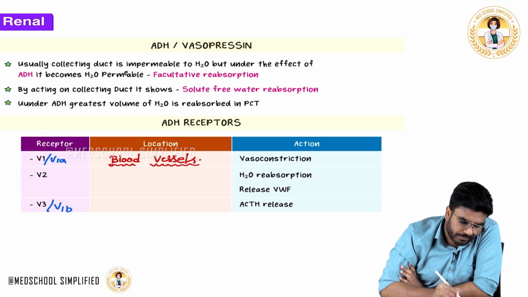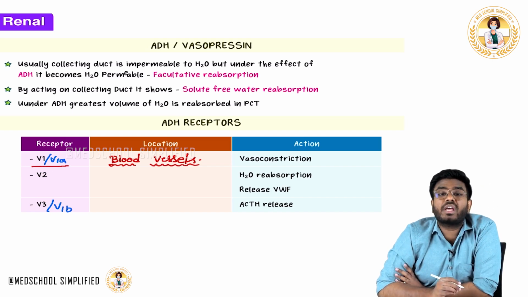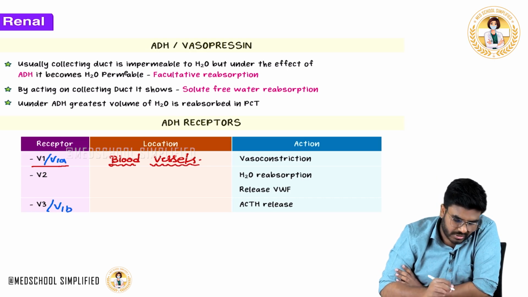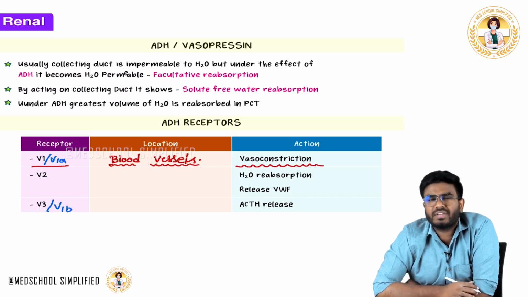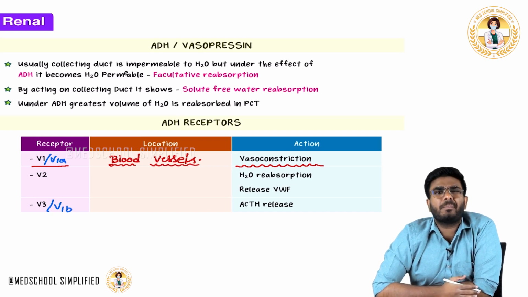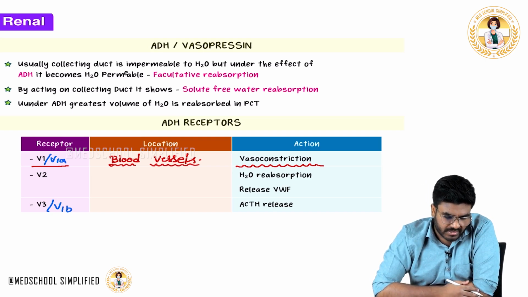So by acting on the V1 receptors, they will cause vasoconstriction. Stimulation of V1 receptors will cause vasoconstriction, that increases the BP. That's not a big deal. Why? Because not much BP is increased.